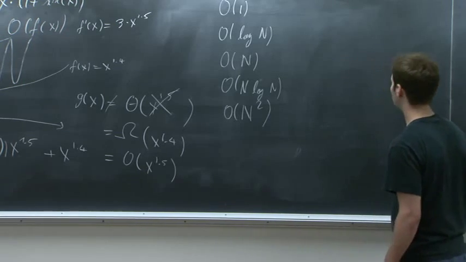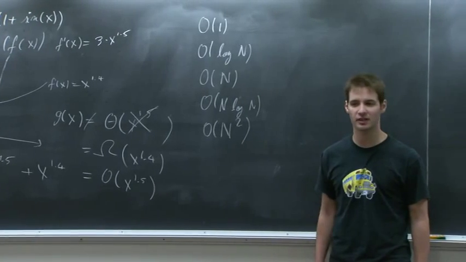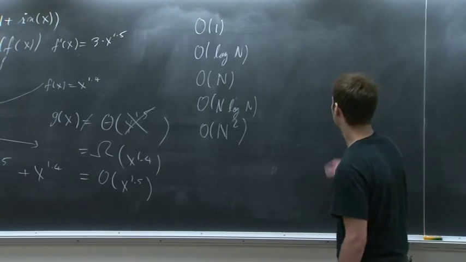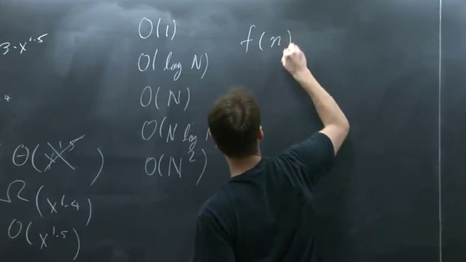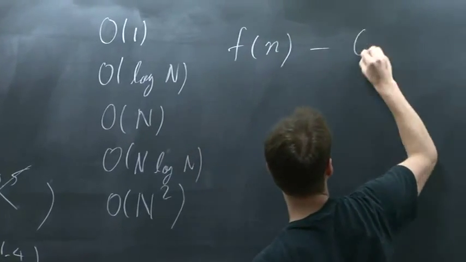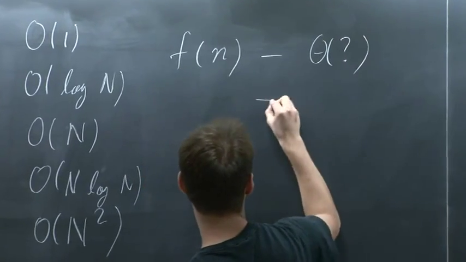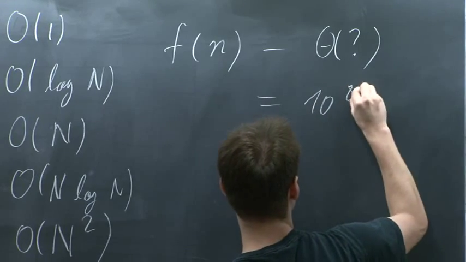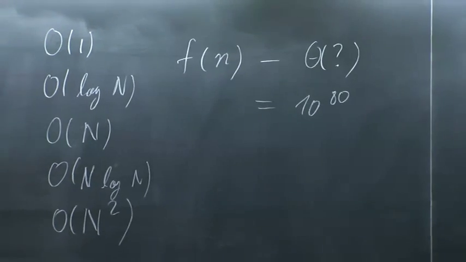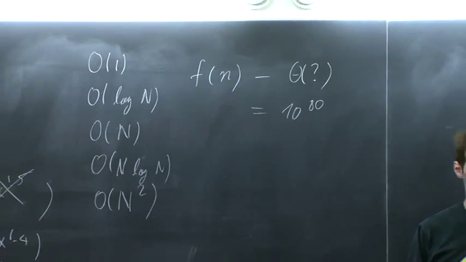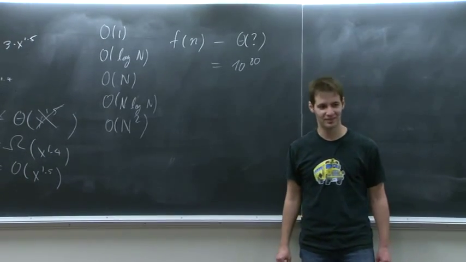All right, I'm going to go over a few functions, and I want you to help me write them in asymptotic notation. So I will have f of n, and I want to know its theta of what. Let's start with f of n equals 10 to the 80. Does anyone know why 10 to the 80? Yes? Theta of 1. Okay, that's the correct answer.